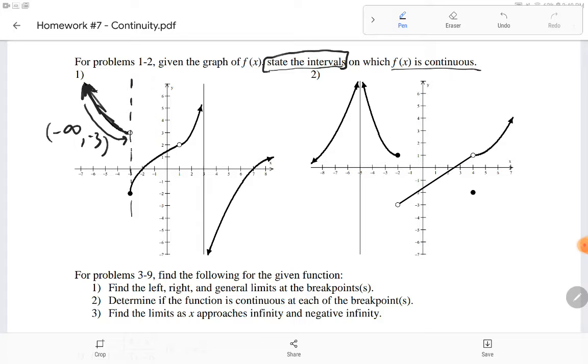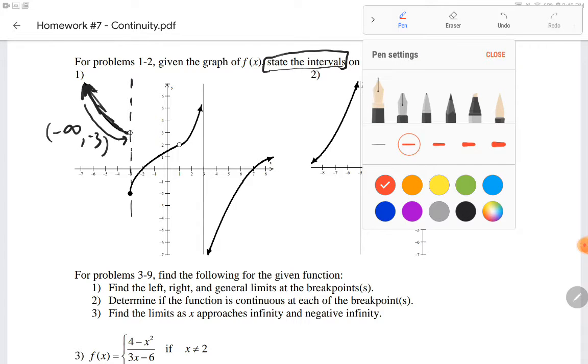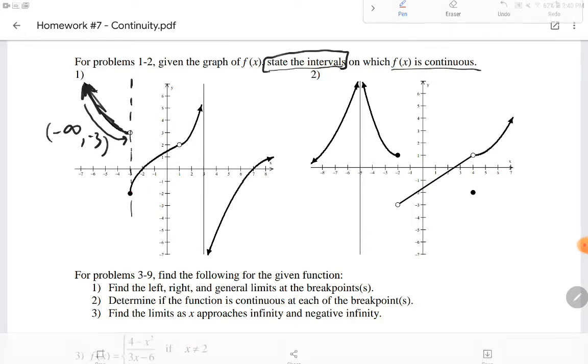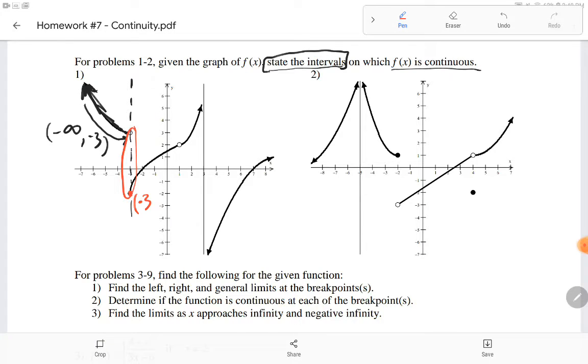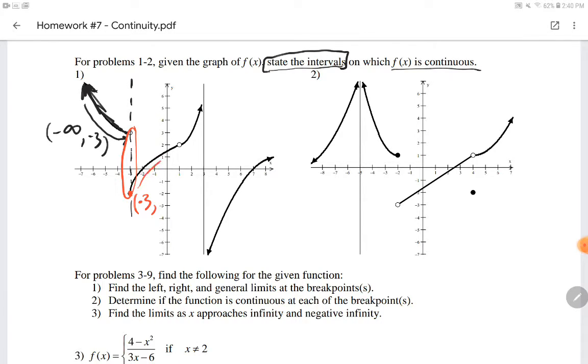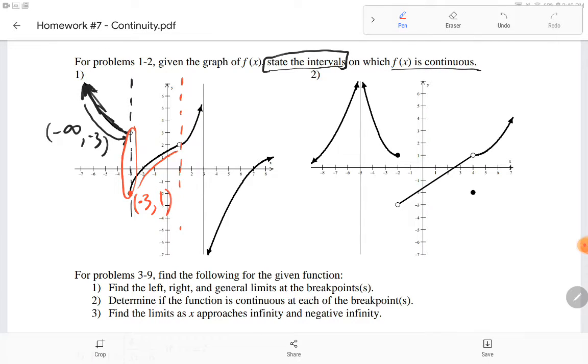Let me get the next piece. I'll do it in a different color. Let's say red. So the next piece starts at -3. Once again, I'm not going to include -3 because -3 is discontinuous by our definition, right? So we start at -3, and then we go all the way up until, boom, I see a hole at 1. So that's my next interval, okay? And then I just keep going on and on like that, right?